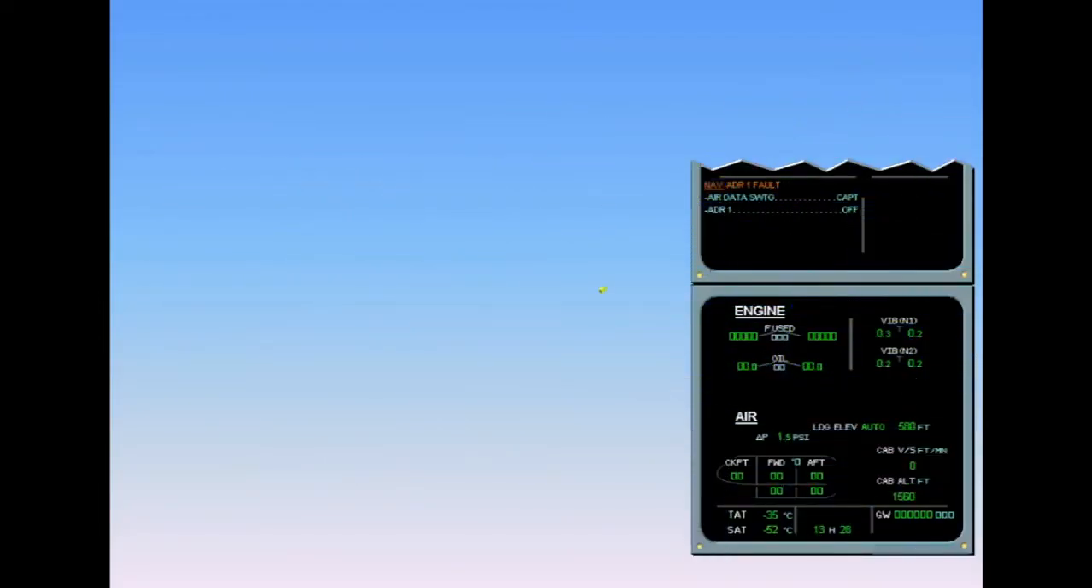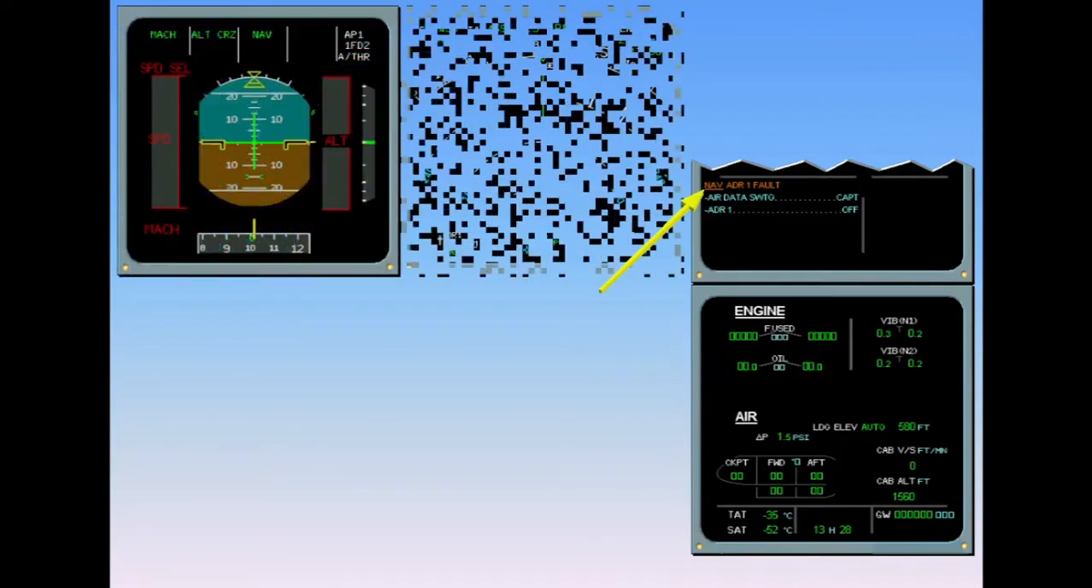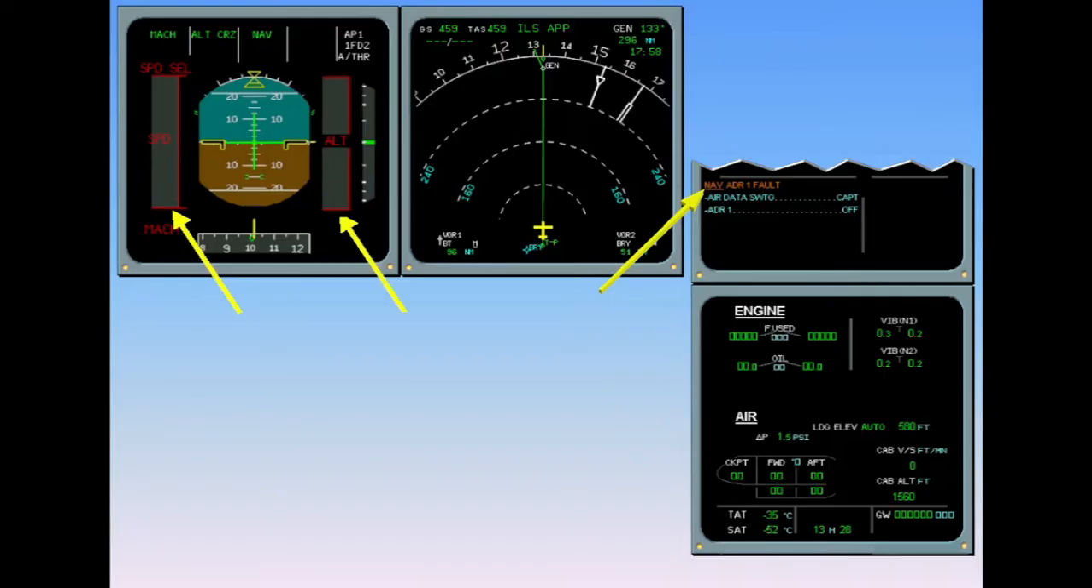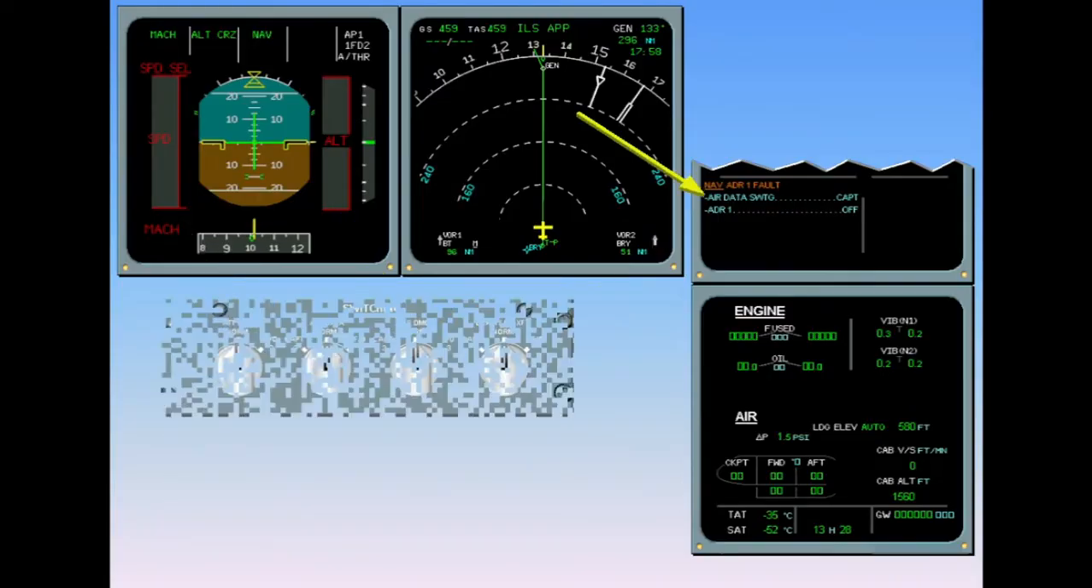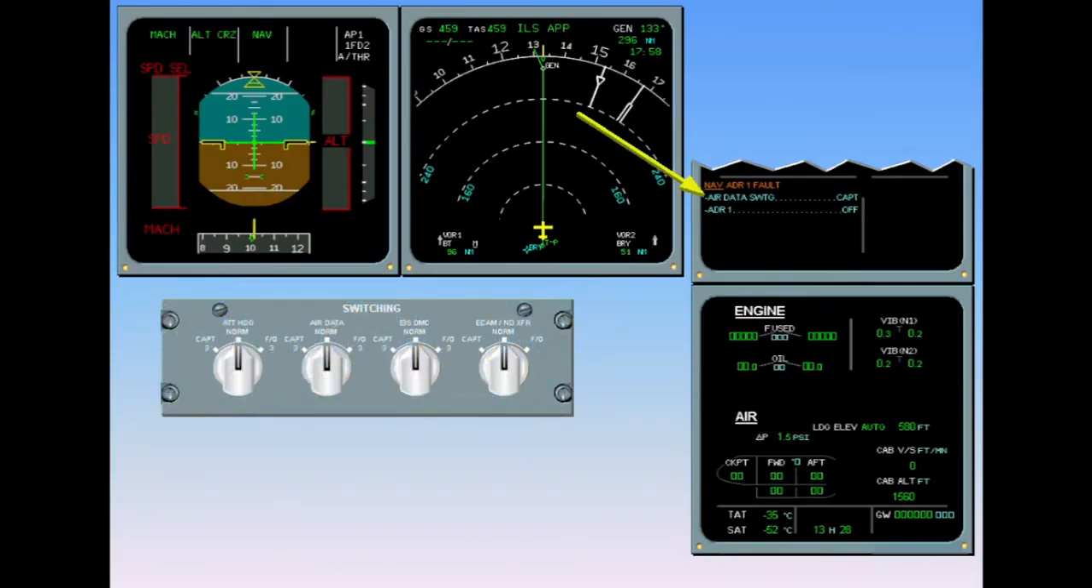On the engine warning display, read the title of the failure. Notice on the PFD the speed, Mach, altitude, and barometric indications are lost. The ECAM checklist requires that you switch the air data to the captain on 3 position. Switch air data to captain on 3.